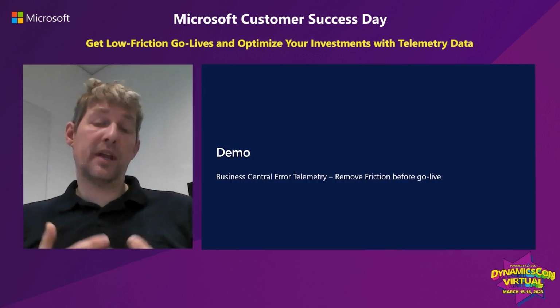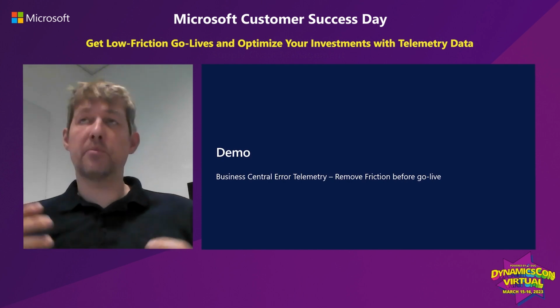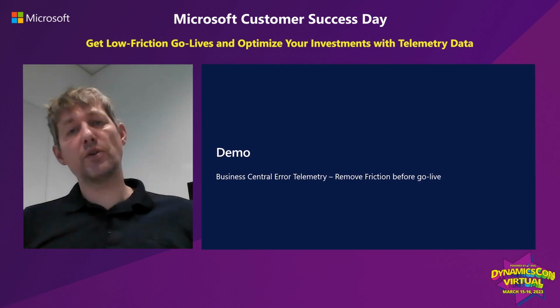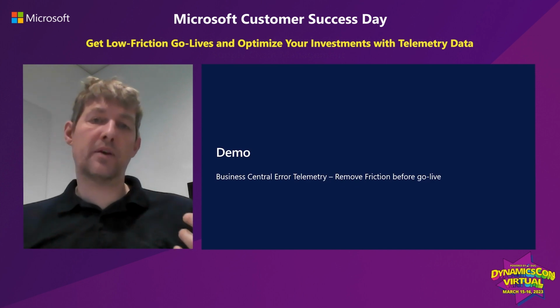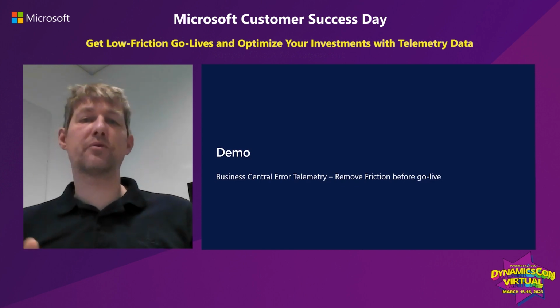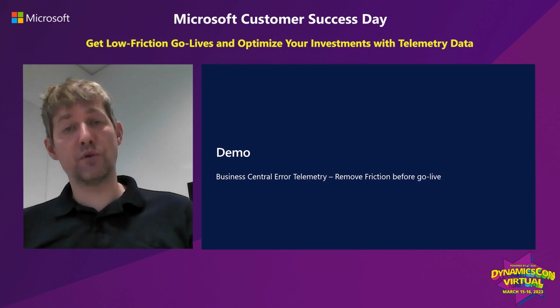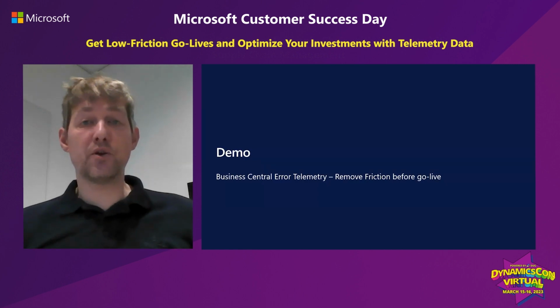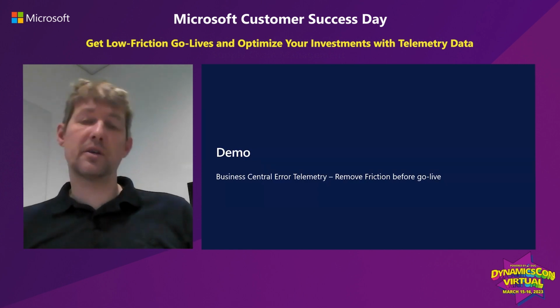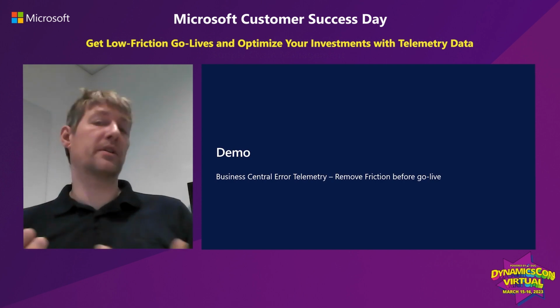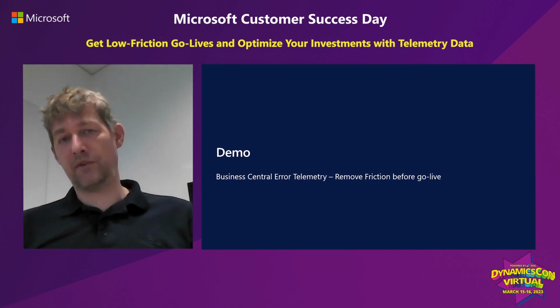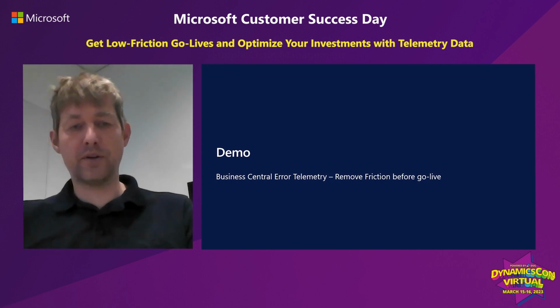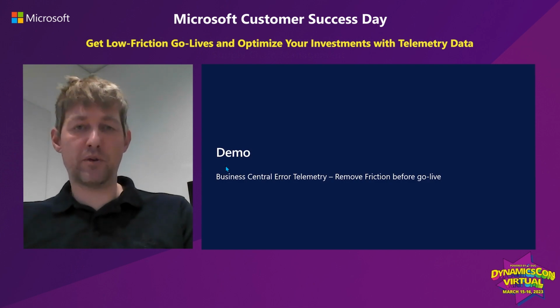The error report and the error telemetry is there for that, because for Go Live, you want to make sure that you get rid of all the annoying low-hanging fruit errors when you only have few users on the system, so that when you onboard the rest of the users, they have a smooth experience, they don't experience a lot of errors. Let's see how that works in the error report.